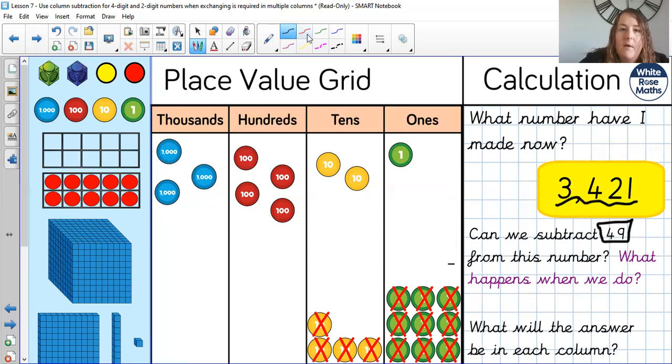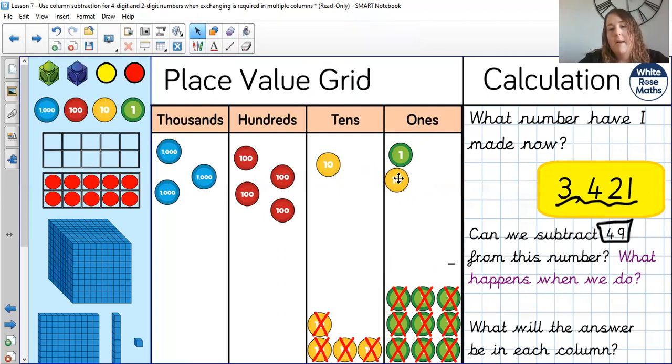Okay, so again, I start with my ones column. 1 take away 9, I can't do that. Okay, so I'm going to need to exchange. So I'm going to be moving over one of my tens. So I've now got 11 ones, but I'm actually going to want to see that as 11. So I need to swap it for 10 ones.